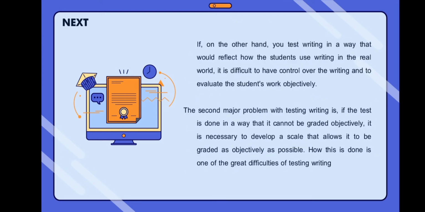If, on the other hand, you test writing in a way that will reflect how the student writes in the real world, it is difficult to have control over the writing and to evaluate the student's work objectively. The second major problem with testing writing is that if the test cannot be graded objectively, it is necessary to develop a scoring method that allows it to be graded as objectively as possible. How this is done is one of the great difficulties of testing writing.